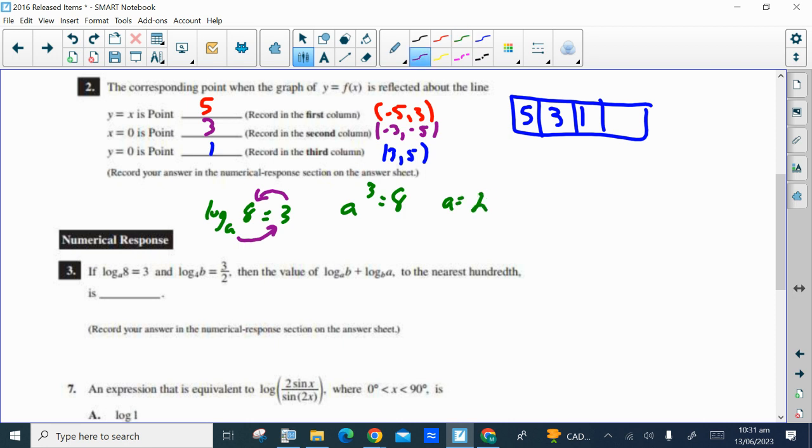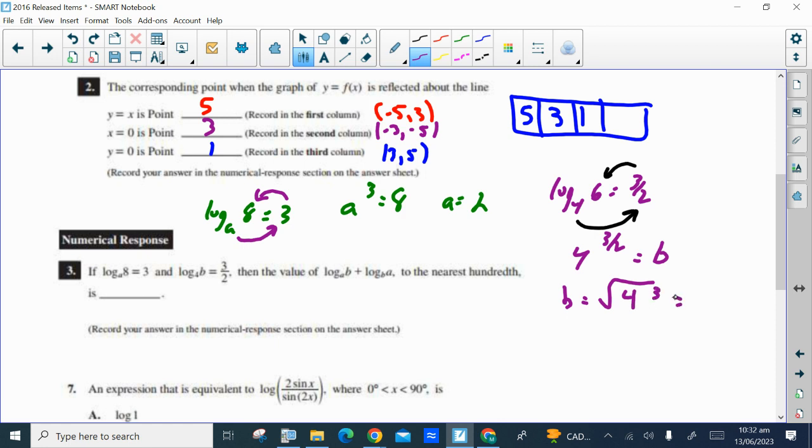We'll use the second expression to find out what b is. Log base 4 of b equals 3 halves. So again, starting with the base and cycling through, you will get 4 to the power 3 halves equals b. And power 3 halves means square root cubed. So it's the square root of 4 cubed, which is 8. So that's what b is.